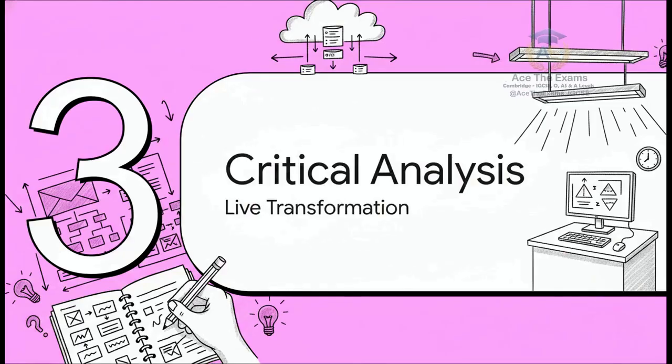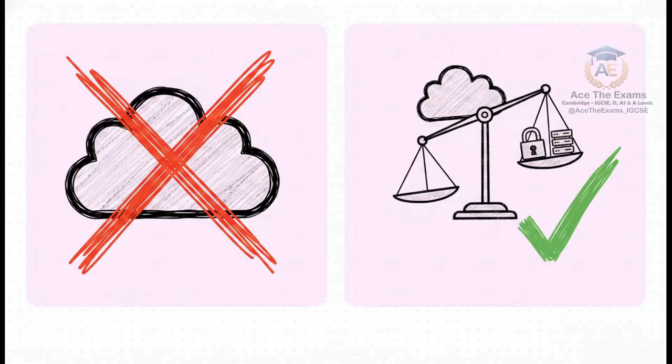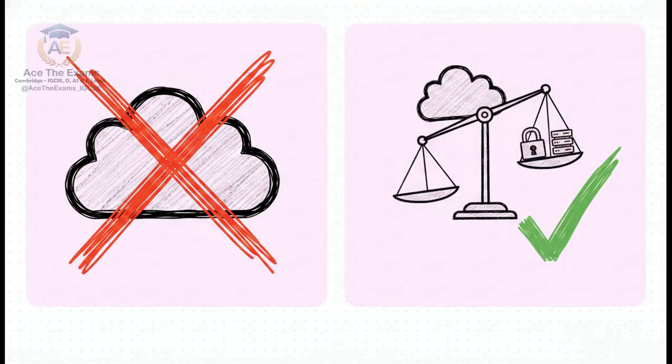Let's move to Section 3, critical analysis, and see how this builds. Because it's one thing to understand the theory of step-by-step decomposition, it is an entirely different beast to actually apply it when you're sitting under the harsh fluorescent lights of an exam hall. Take a look at this generic, incredibly flawed answer that simply lists basic public cloud facts. Public clouds are cheaper and easier to scale. Boom! That gets a red pen right across it because it completely lacks context.